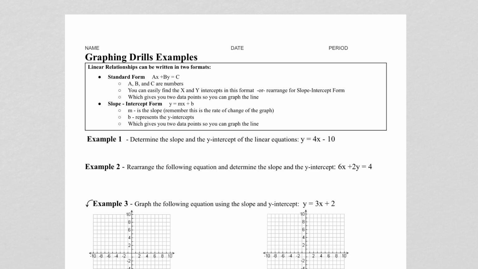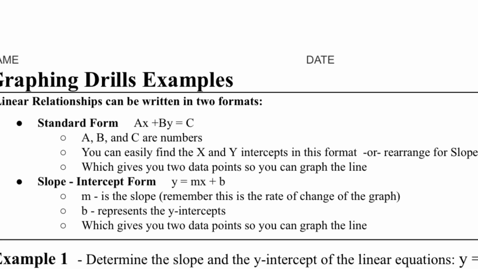So we've already seen standard form and we've already seen slope-intercept form. So we're going to go over this one more time. For standard form, you have ax plus by equals c, and these a, b, and c are numbers. These are also called coefficients. Okay, so you can easily find the x and y intercepts in this format.